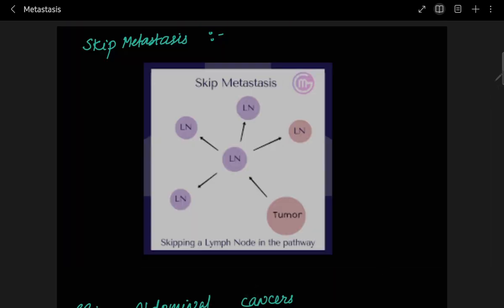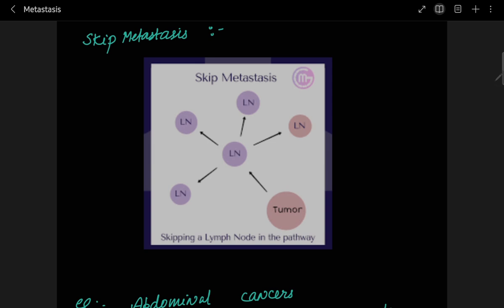Now in this one, you will see the term skip metastasis. What is skip metastasis? See in this diagram, the tumor is here, right? The tumor is not affecting the very next lymph node. It has skipped this lymph node and has happened here in this lymph node. So this is called skip metastasis. Basically, when the local lymph nodes are bypassed and the lymphatic metastasis develops in lymph nodes that are distant from the site of the primary tumor, these are called skip metastasis.